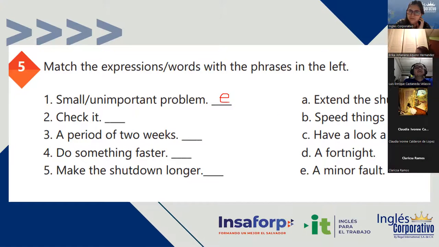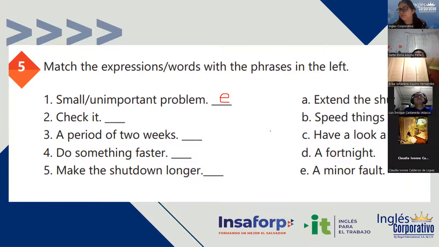Okay. Check it. Have a look at it. Letter C. A period of 2 weeks. A fortnight. Do something faster. Speed things up. See? Speed things up. Make the shutdown longer. Extend the shutdown. Yeah, letter A, exactly. Extend the shutdown.